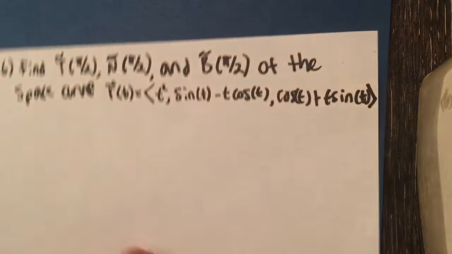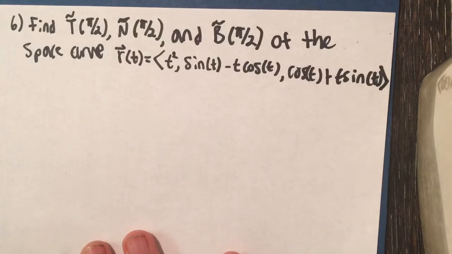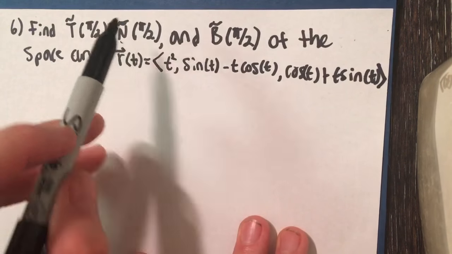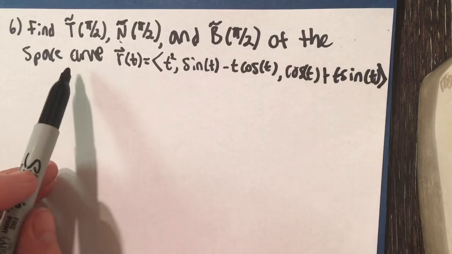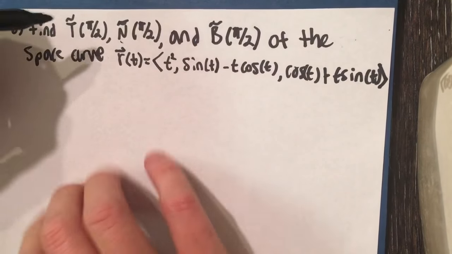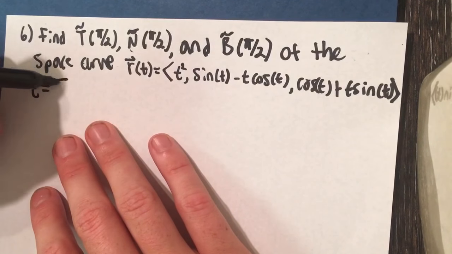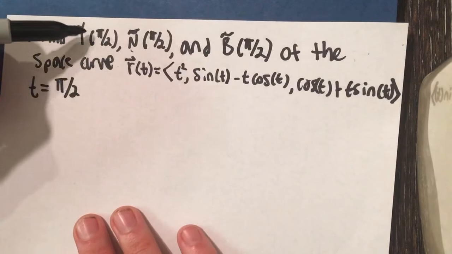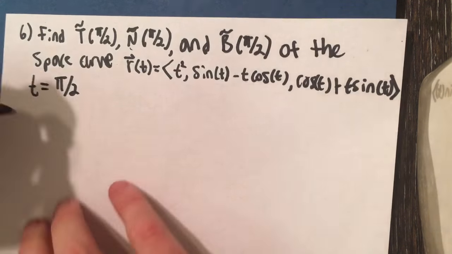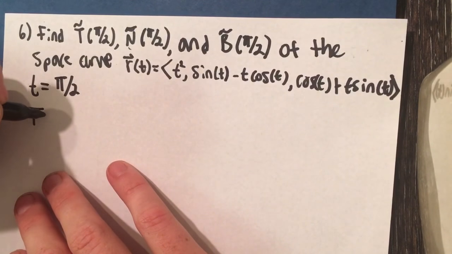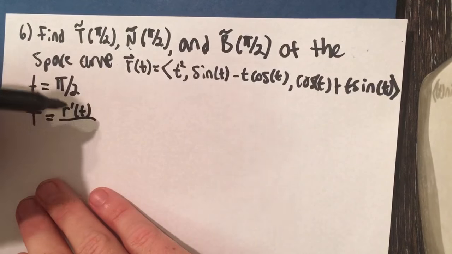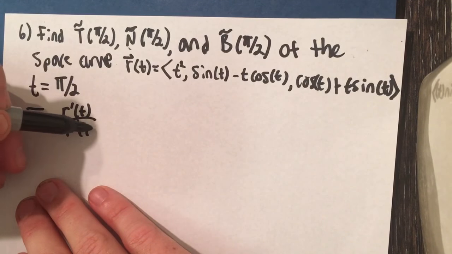All right, so now number 6, we are asked to find the unit tangent vector, the unit normal vector, and the unit binormal vector of the space curve listed here. And we're supposed to find this at the value t equals pi over 2. All right, so I wrote T of pi over 2, N of pi over 2, B of pi over 2. We know that the unit tangent vector is equal to the derivative of the curve over the magnitude of the derivative of the curve.